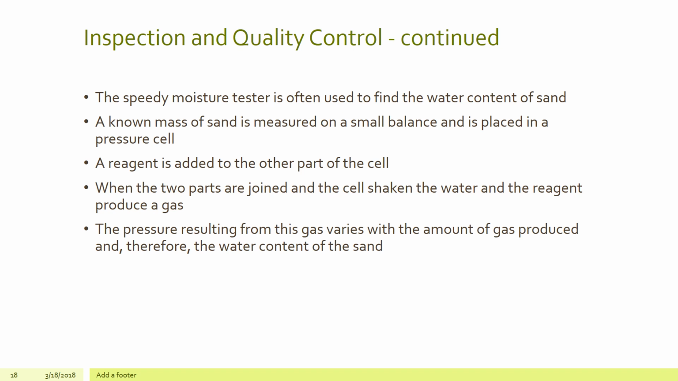The speedy moisture tester is often used to find the water content of the sand. A known mass of the sand is measured on a small balance and is placed in a pressure cell. A reagent is added to the other part of the cell. When the two parts are joined and the cell shaken, the water and the reagent produce a gas. The pressure resulting from the gas varies with the amount of gas produced, and therefore the water content of the sand is calculated or determined.